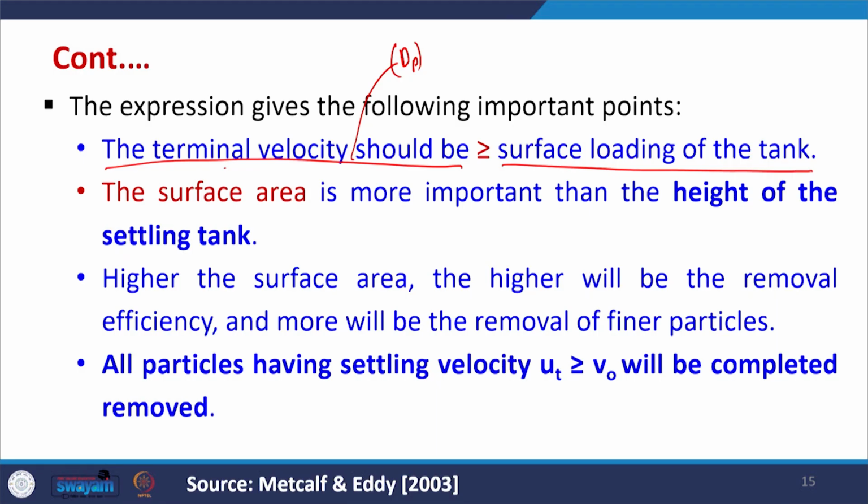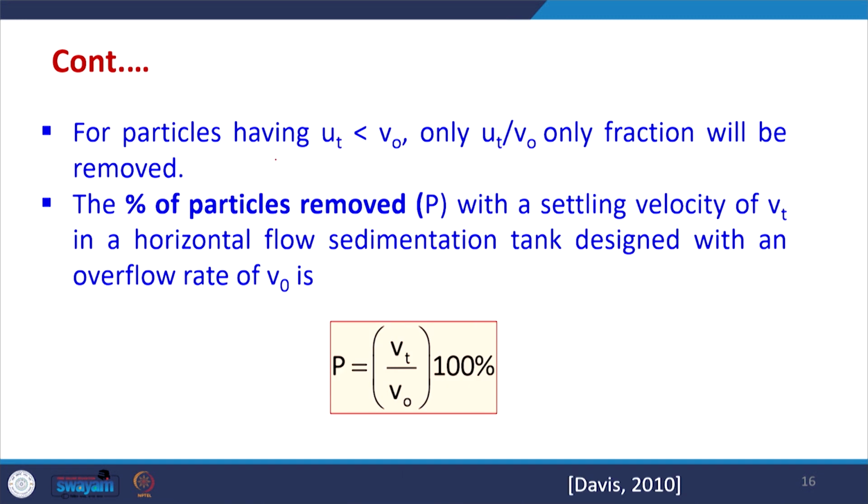All particles having settling velocity Vt greater than the overflow rate will be completely removed. Also, for particles having terminal velocity less than V0, the Vt by V0 fraction will be removed. The percentage of particles P removed with a settling velocity of Vt in a horizontal flow basin tank designed with an overflow rate of V0 is Vt by V0 into 100%. So, this is the percentage of particles which can be removed from a horizontal basin.